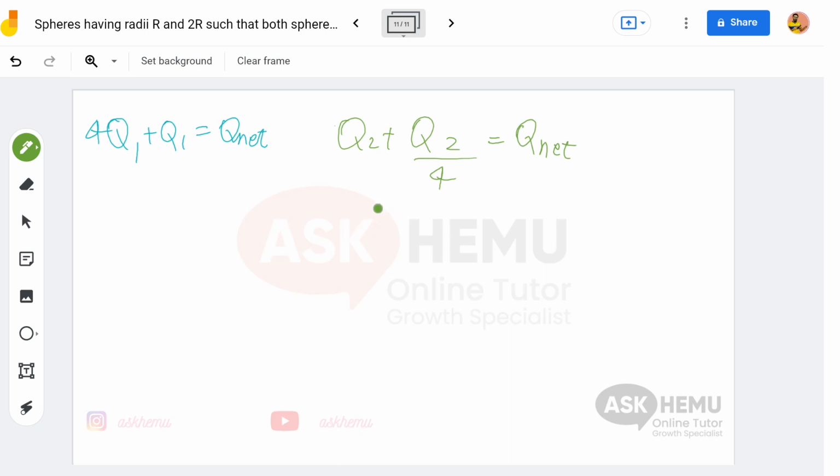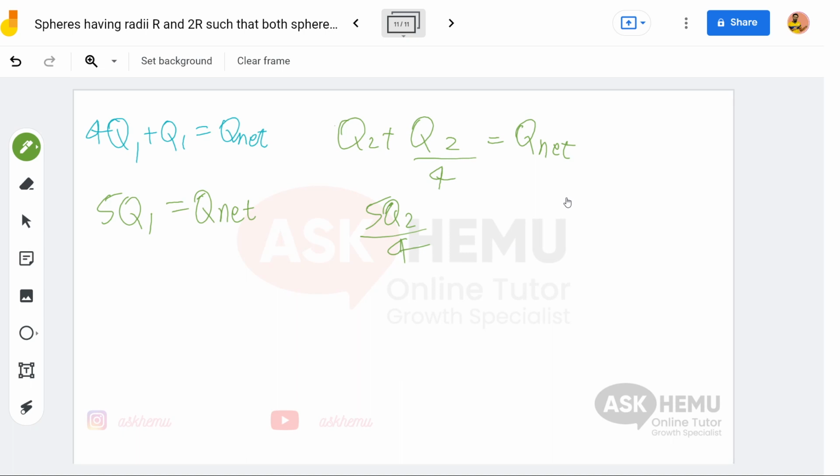That's where the final answer for q net will become 5q2 by 4, or I will have the option of having the answer 5q1. Both answers are correct, because I'm representing the total charge in terms of either q1 or q2. Now this question can have two variations, like you can have a different set of options here. You can have fractional options, depending on the options given in the questionnaire. So 5q1 is equal to q net.